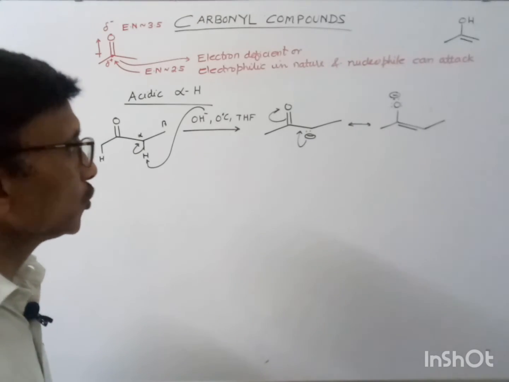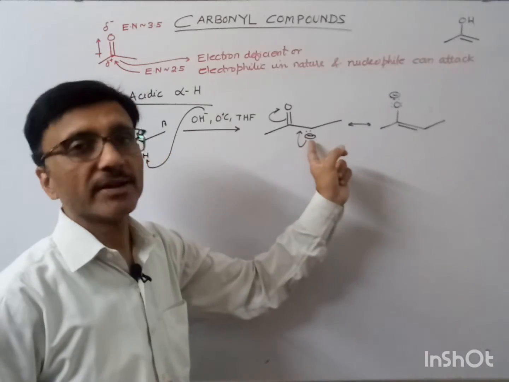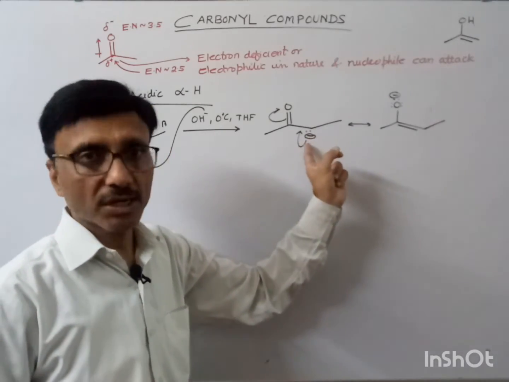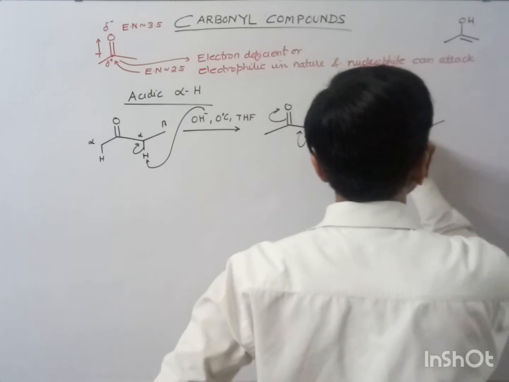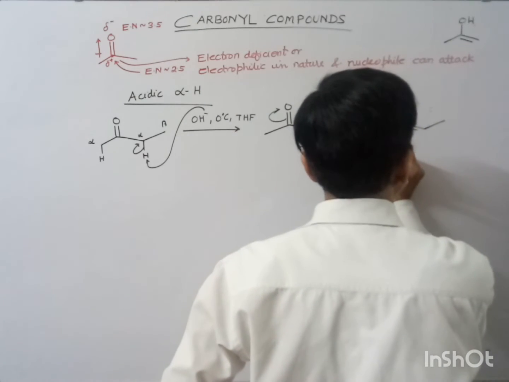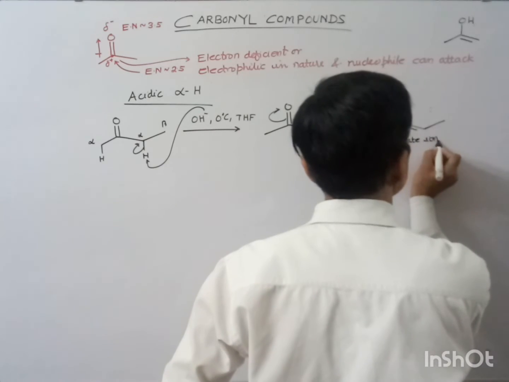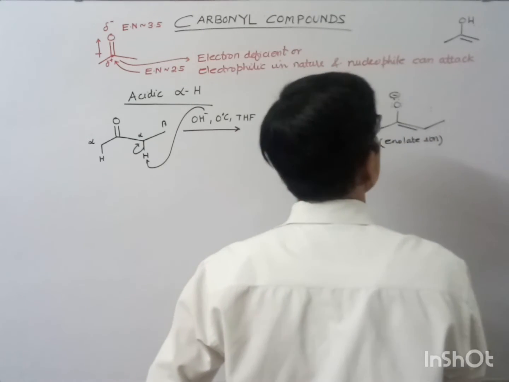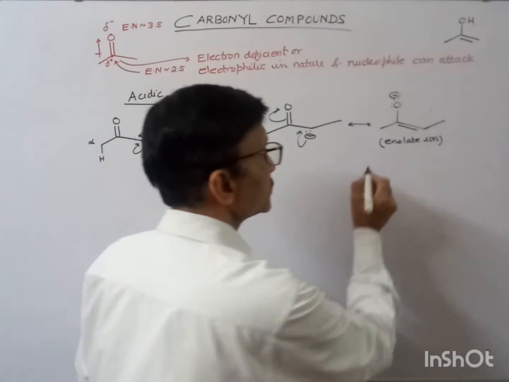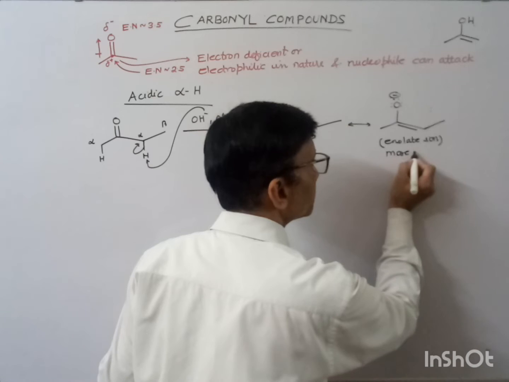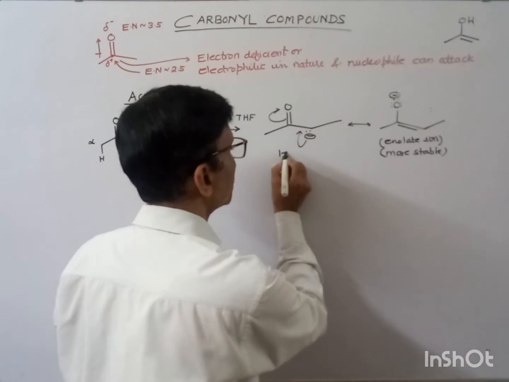Now what is the name of this ion? This is the carbanion which is formed, with negative charge over the carbon atom, and here this is the enolate ion. This is called the enolate ion. Okay, and this enolate ion is more stable than this ion. This is more stable, and this is less stable.